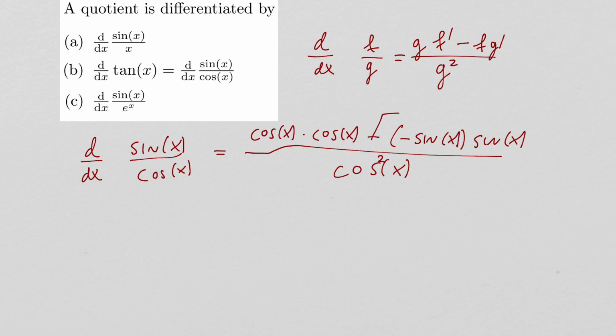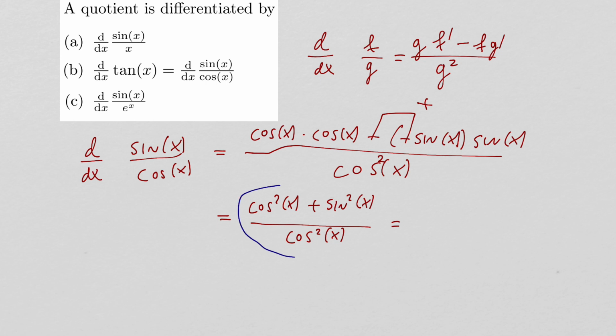Now here the minus signs cancel out, and we get a plus, and we get cosine squared plus sine squared over cosine squared of x. We can write this now in different ways. This divided by this would be 1, and this divided by this would be tangent squared.